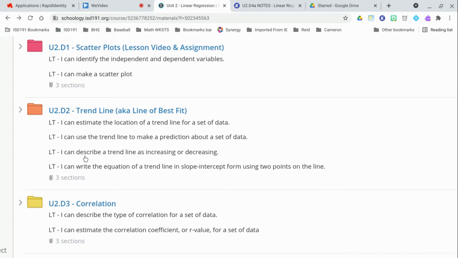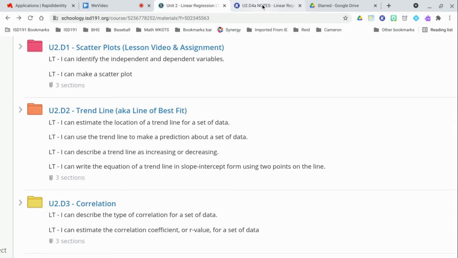And we're also going to make sure that we're describing the trend line as either increasing or decreasing, because as we saw, that does eventually get us into talking about correlation and if the correlation is positive or negative. We'll also take a look at the strength of the correlation of the data and using it to estimate the correlation coefficient or the R value that we looked at yesterday. And then we're also going to just make sense of the problem. Use the data that we have to help us make informed decisions.